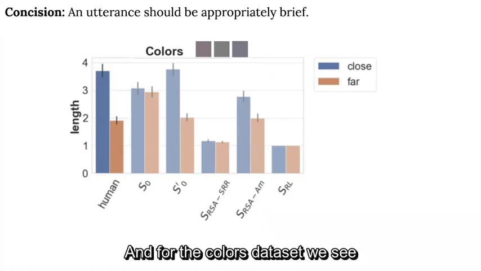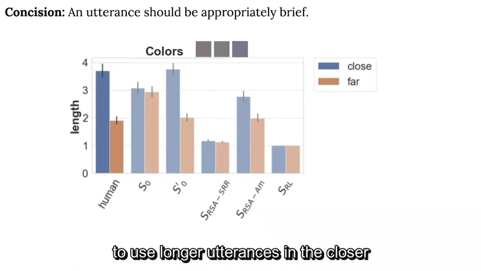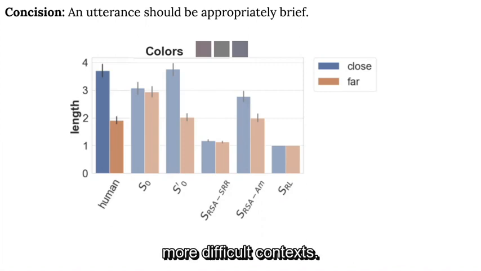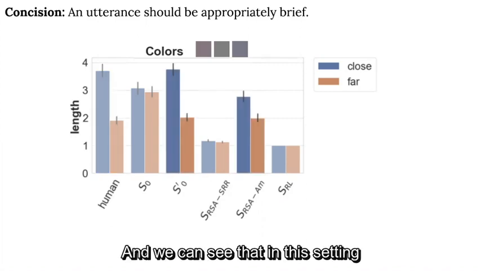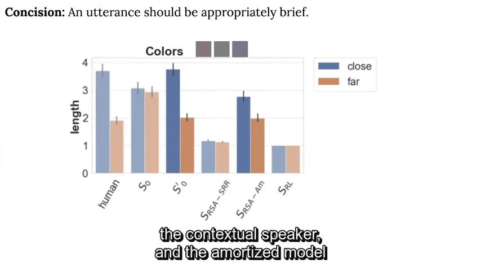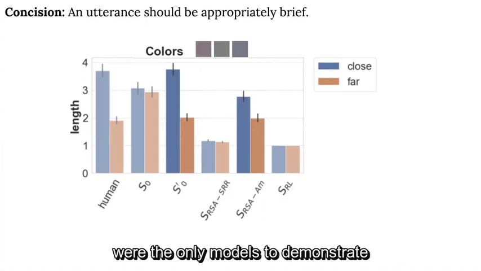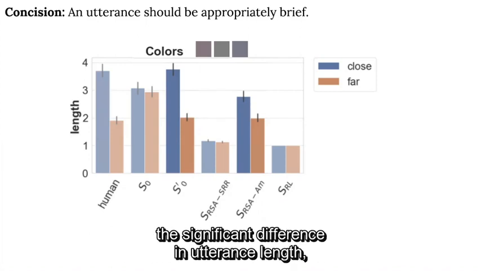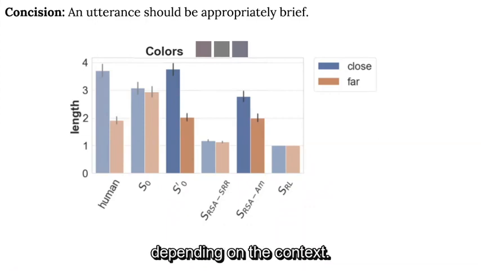And for the colors dataset, we see that humans do indeed tend to use longer utterances in the closer, more difficult contexts. And we can see that in this setting, the contextual speaker and the amortized model were the only models to demonstrate the significant difference in utterance length depending on the context.